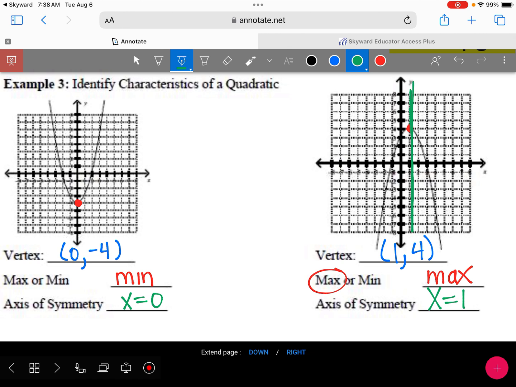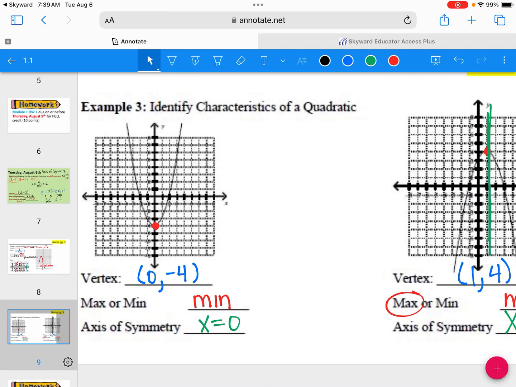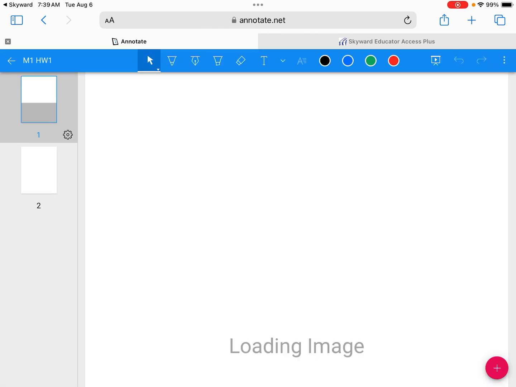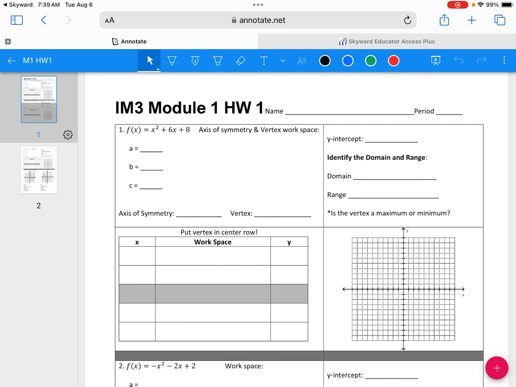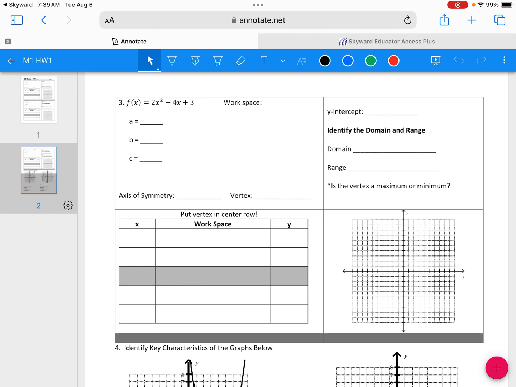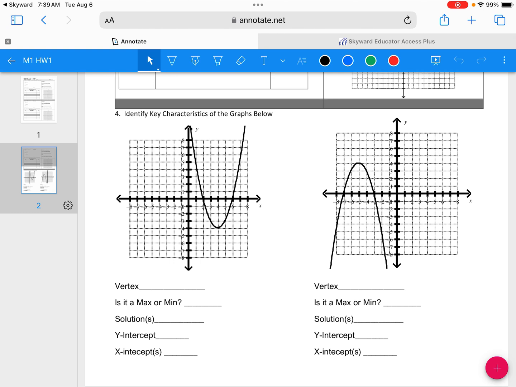All right, so now let's take out homework 1. You should be able to do all of homework 1. So go ahead, take out homework 1. And let's go to the back side of homework 1 and look at question 4 together.